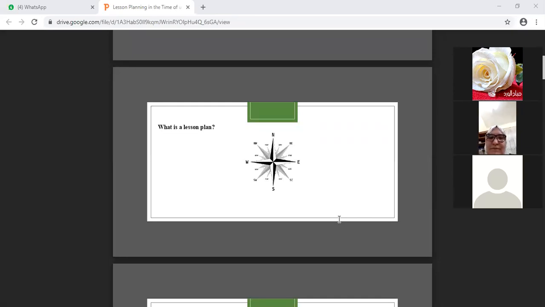Lesson planning is all about preparation so that you can put in place what is required so that you can be effective and interactive with your students. You plan the lesson so that it's going to be beneficial for you and your students. Perfect. Do we have something else to add?